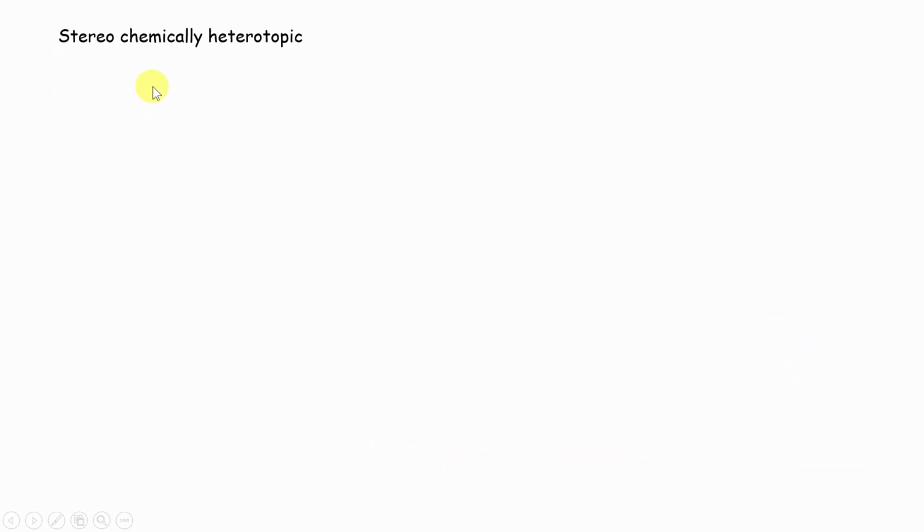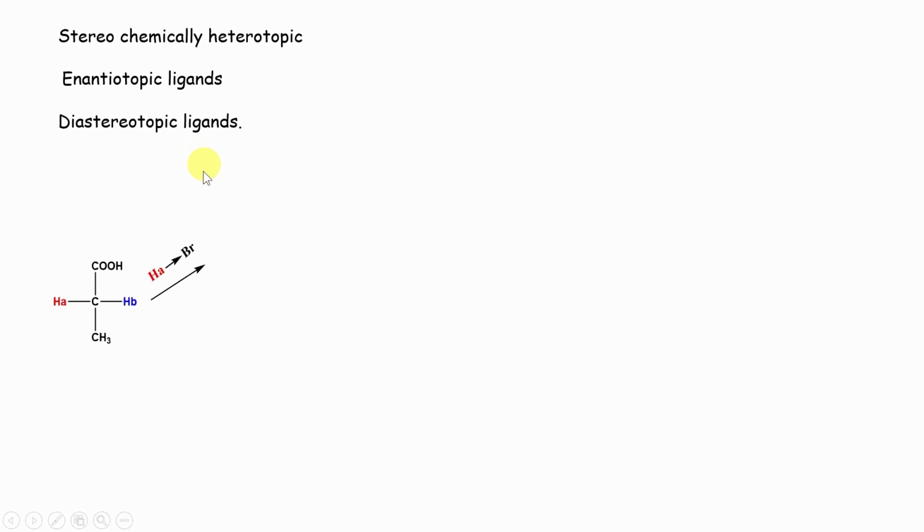Okay, the next type of ligand is stereochemically heterotopic ligands. The stereochemically heterotopic ligands are of two types: the enantiotopic ligands and diastereotopic ligands. See, for example, propanoic acid. If you replace this red hydrogen by bromine, you will get this isomer, having S configuration for this chiral carbon atom. And if you replace this blue hydrogen by bromine, we will get this isomer, having a chiral carbon atom with configuration R.